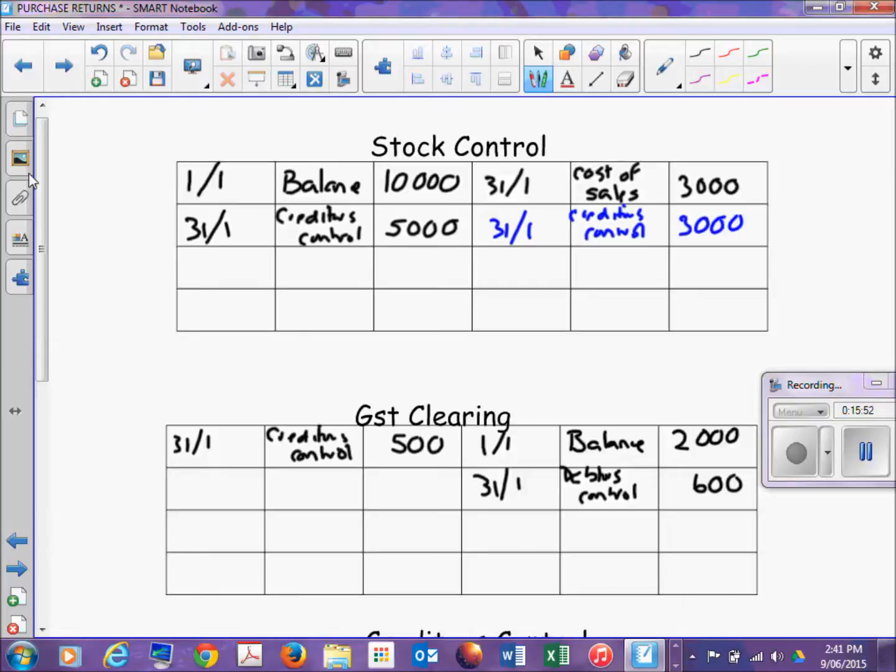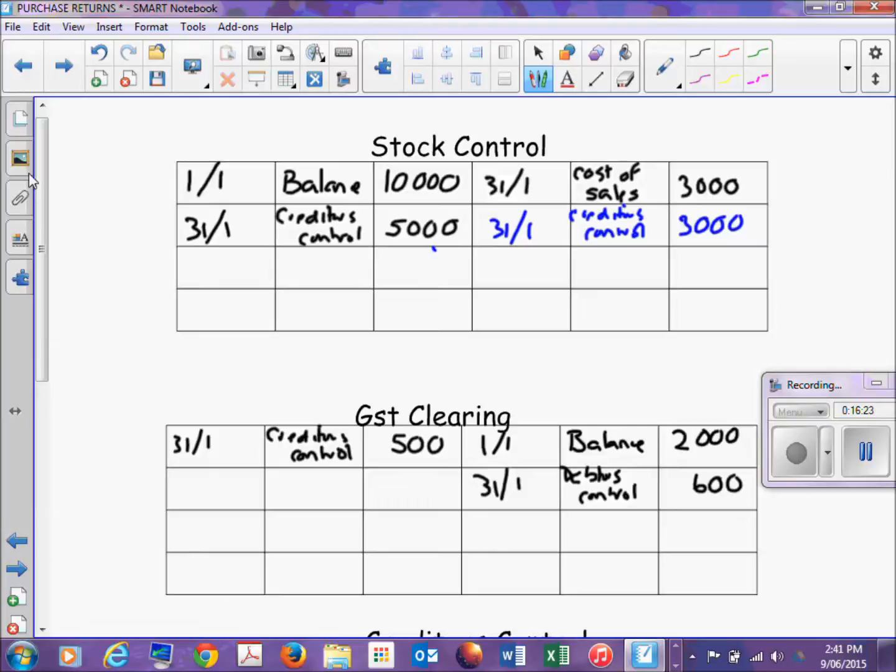Doesn't that affect cost of sales? Can that go down? A sales return would, but not a purchase return. Because remember, a purchase return, your entries originally were that one. So that's the original purchase, that was the original entry, that's the return. Cost of sales is only affected when there is a sale. The cross-reference for this one is creditors control.